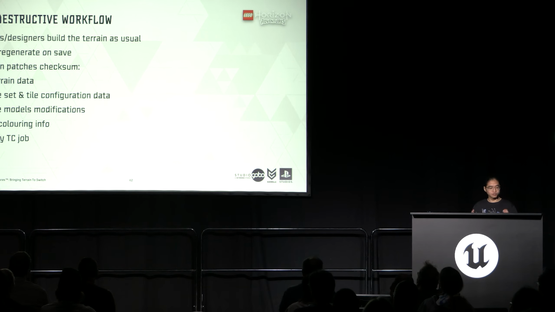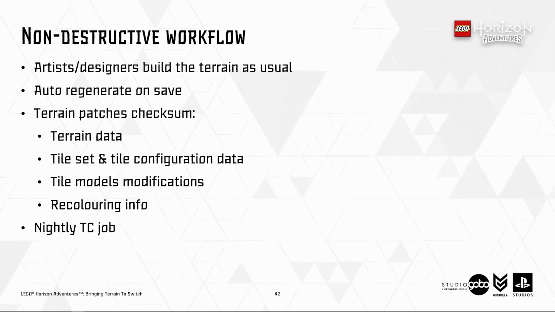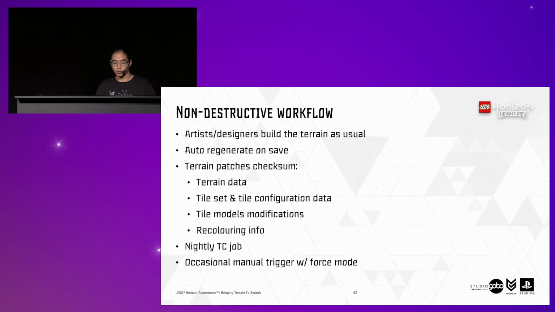We also have a nightly TeamCity job that does a scan through all the levels of the game and updates the terrain patches in these levels as needed. Occasionally, we still need to manually trigger the job where these proxy meshes can be forcibly regenerated, for instance, if we want to do some breaking changes in the code or in any of the data. But that is something we do overnight, and we can live with this inconvenience every once in a while.